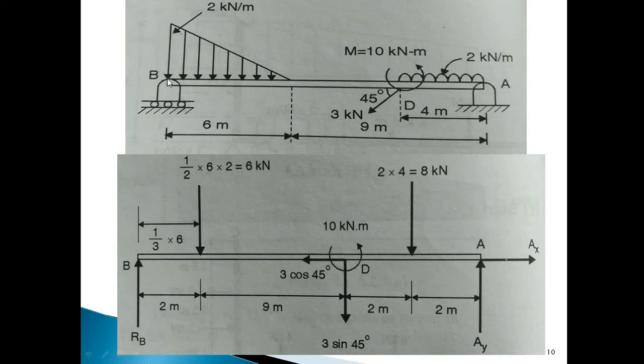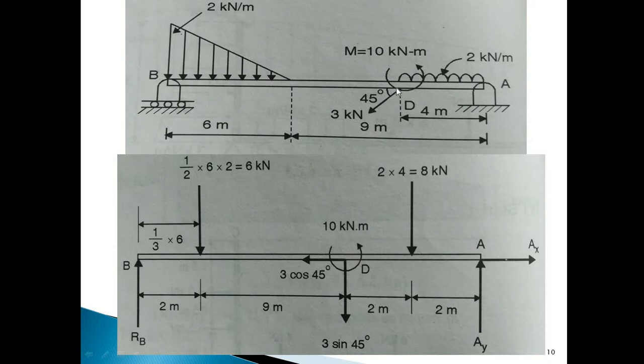Where is it acting? This is the base, at 90 degrees, and this point is the apex. So from the base it acts at B by 3 or L by 3, and from the apex at 2B by 3. The base is 6, so 1 by 3 into 6, and we get 2 meter from this B point. Then this is the inclined force of 3 kilonewton.